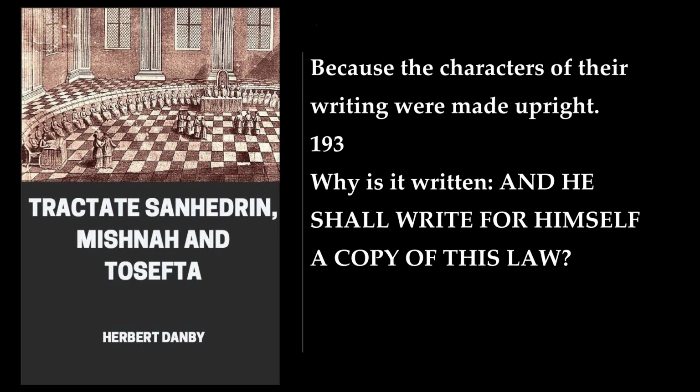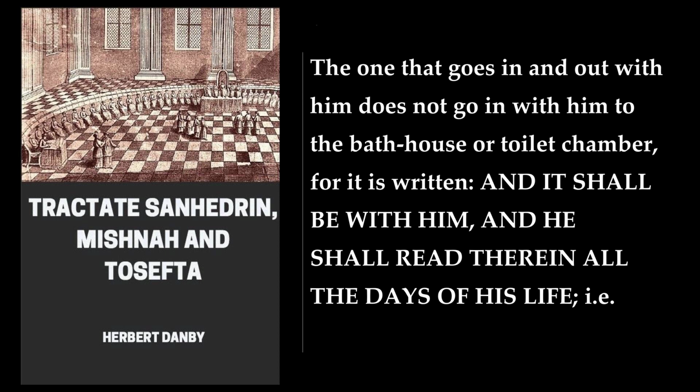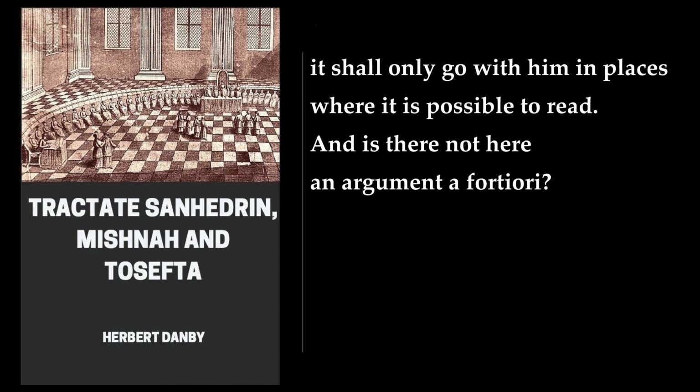193. Why is it written, and he shall write for himself a copy of this law? To show that he must write 2 books of the law, one with which he goes in and out, and another that is placed for him within the house. The one that goes in and out with him does not go in with him to the bath-house or toilet chamber, for it is written, and it shall be with him, and he shall read therein all the days of his life, i.e. it shall only go with him in places where it is possible to read.